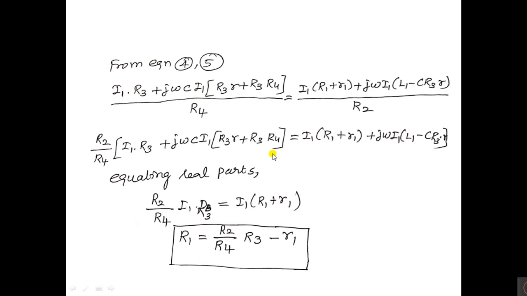Now I am going to separate the real and imaginary parts. Right? After that, I am going to equate real and imaginary parts. First, I am going to equate the real part. If I equate the real part, in the left hand side it is R2 divided by R4 into I1 R3. Here also in the right hand side, the real part is I1 into R1 plus small r1. If I equate both, this I1 and I1 are cancelled. Now I am getting R1 from this. R1 equals R2 divided by R4 into R3 minus small r1. If I bring this r1 to the left hand side, this is the expression of R1.